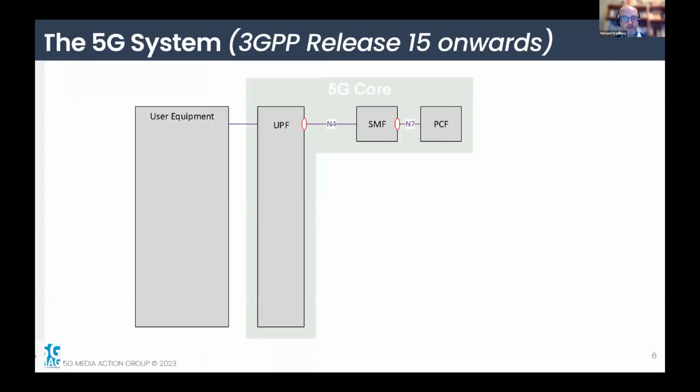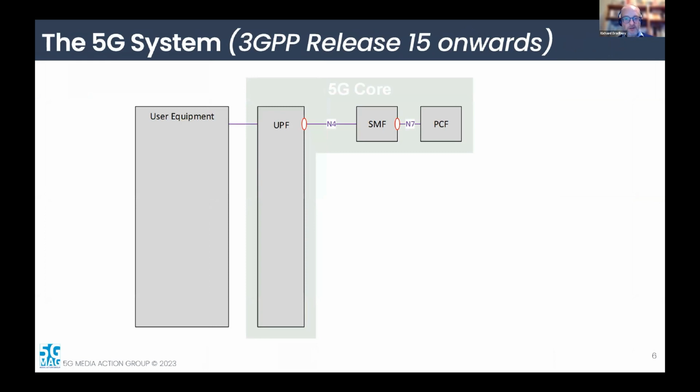Now for a little bit of architecture. So here's a very, very simple picture of the 5G system from release 15 onwards. On the left, you've got the user equipment, and that's your smartphone or some kind of fixed device. And on the right-hand side, in the green box, is the 5G core, well, part of it, just 3 of the functions, in fact. The user plane function, which delivers packets, the session management function, and the policy control function.